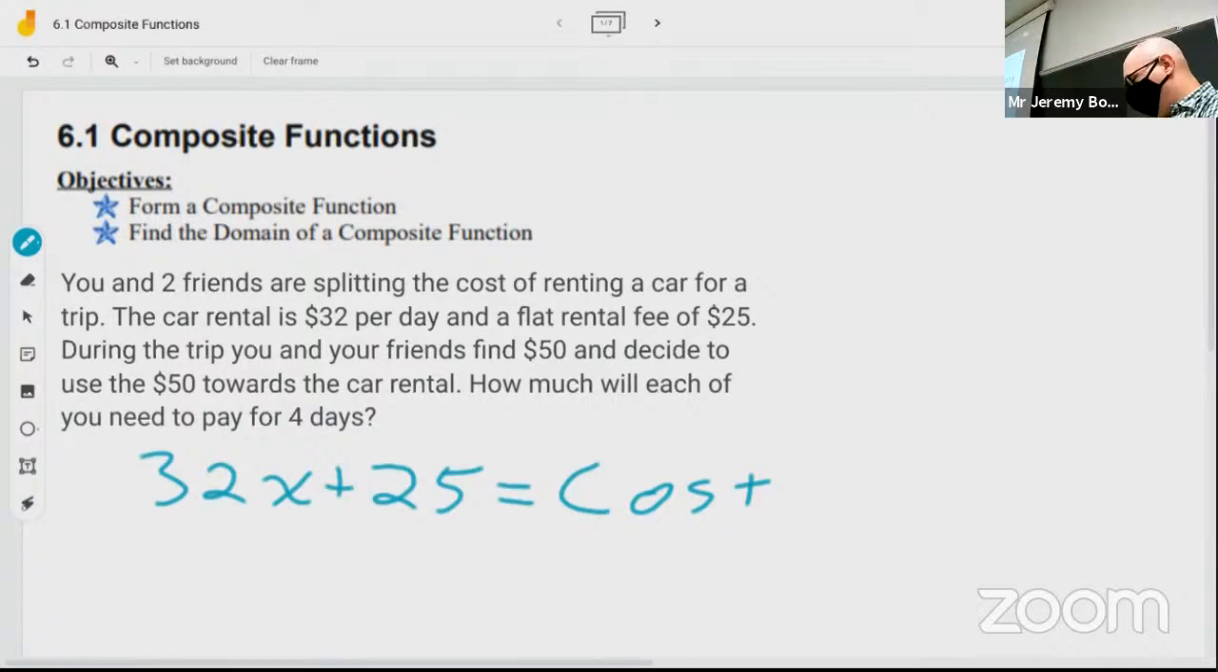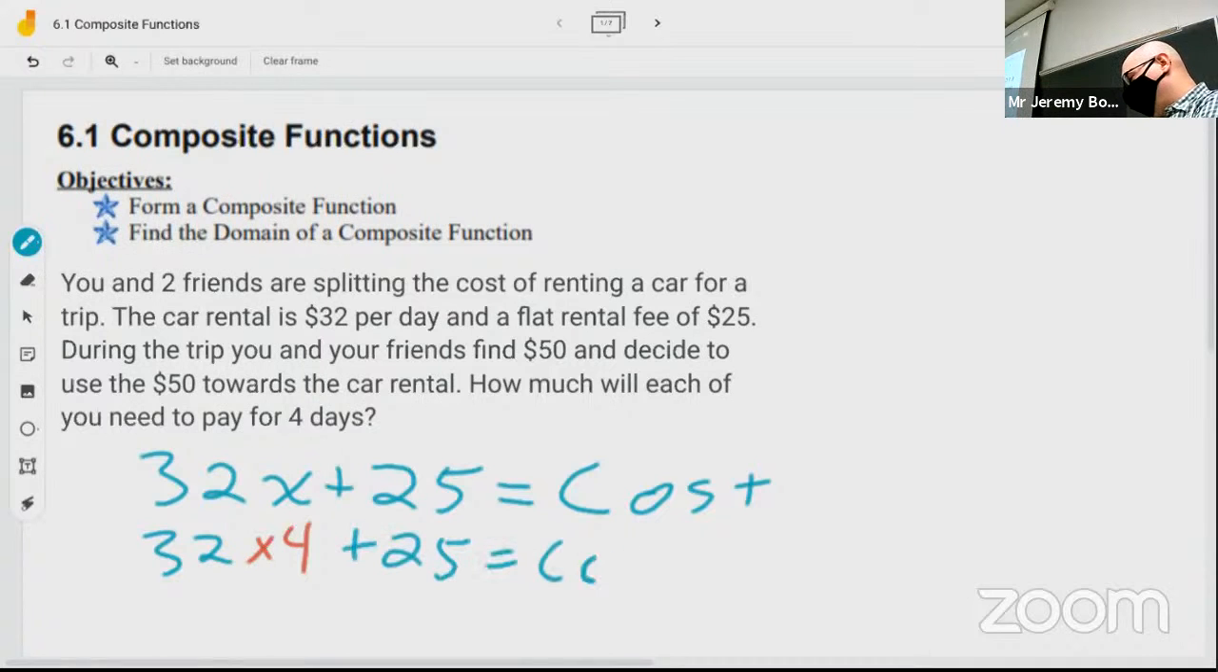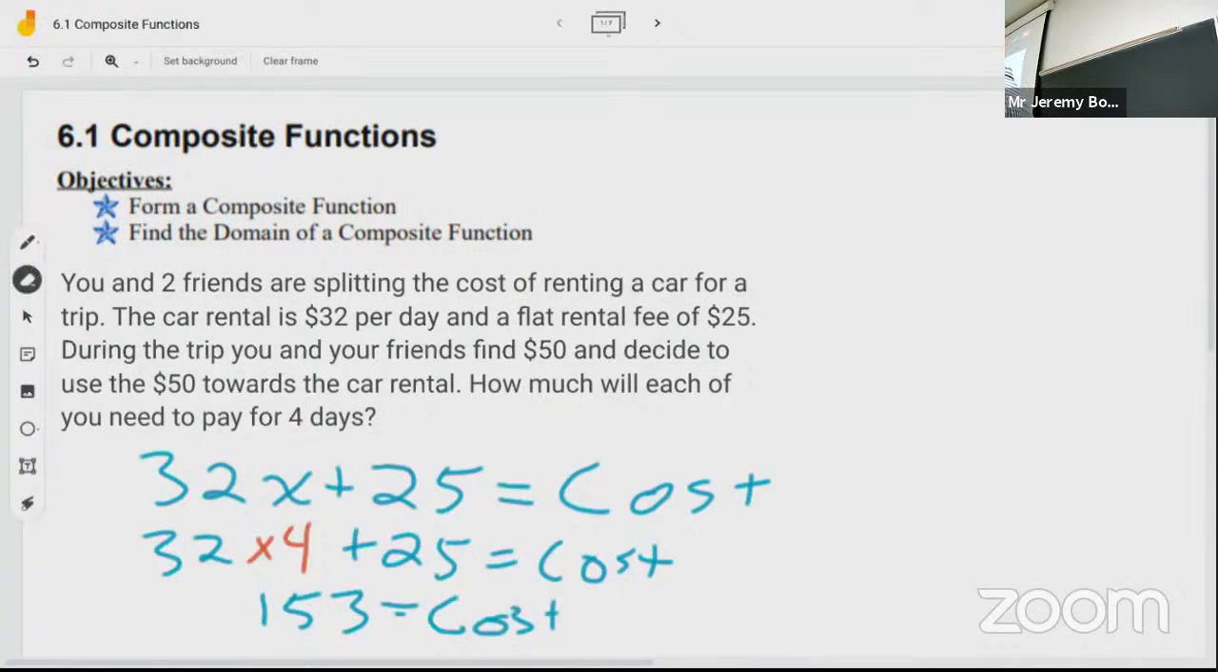It's 4. So we're basically going to do 32 times 4 plus 25. That's going to give us our cost of a rental car in full, which is 32 times 4 plus 25, 153. So that's the cost of our rental car. There we go. Any questions on that?